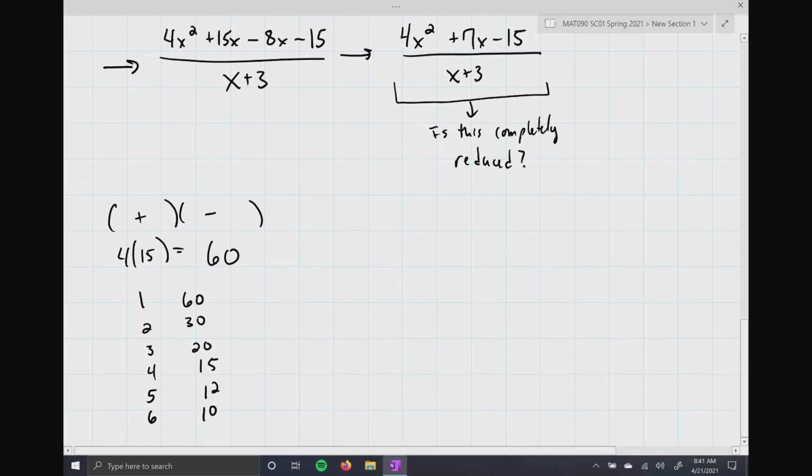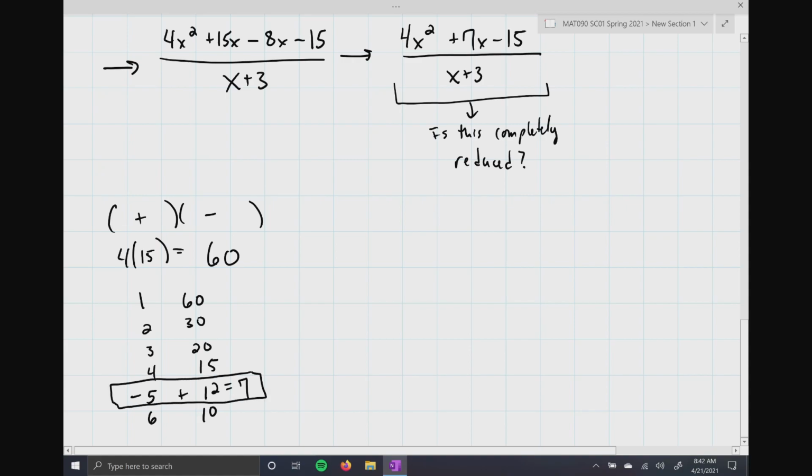So here's what I know. I know of these factors, one's positive, one is negative. They need to combine to give me positive 7. I think that occurs right here, with a negative 5 plus 12. So I'm going to rewrite this with the middle term separated: 4x squared minus 5x plus 12x minus 15.